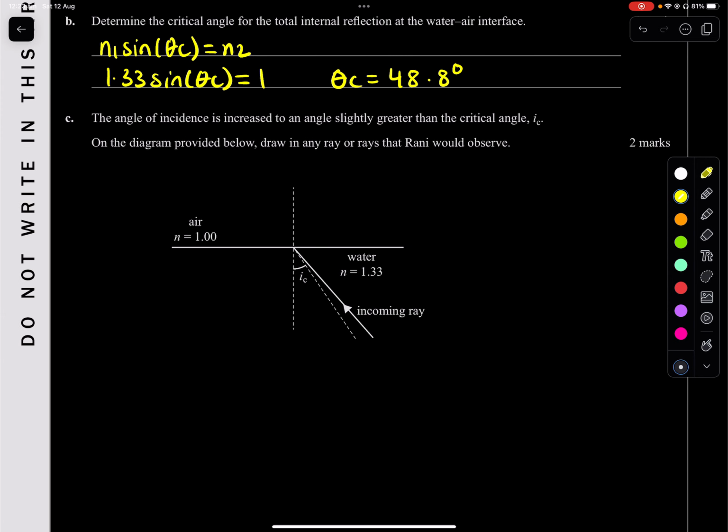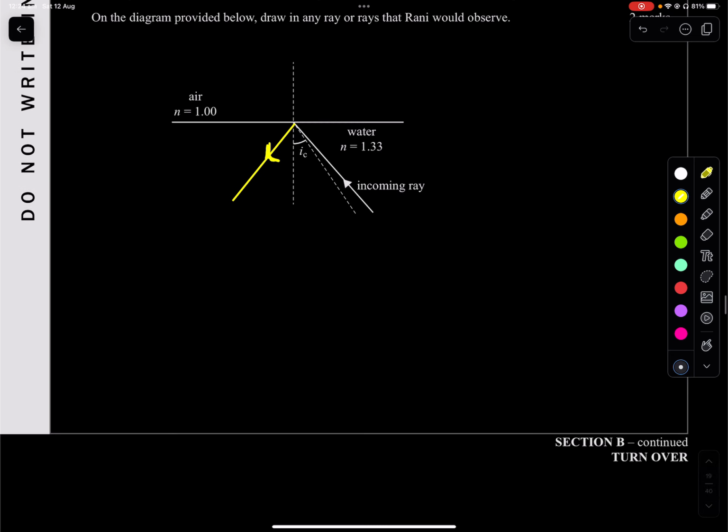So the angle of incidence is increased to an angle slightly greater than the critical angle. On the diagram provided, draw in a ray or rays that Ronnie would observe. If you increase the angle of incidence more than the critical angle, what's going to happen is it starts reflecting. It's going to reflect back into the water. So it would look something like this. It would reflect back to the water. So if you increase it slightly, it should go back to the water. I think that should be the answer.